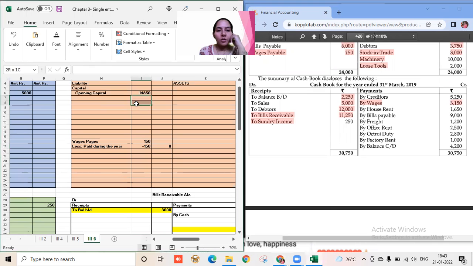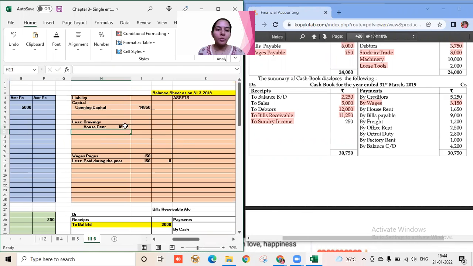So keep here 2 lines blank for net profit, etc. After that, less, put the drawings heading. Below that, write down house rent. First drawing we get to know is house rent. Put it to the inner column. Okay, so that is 1650. Even though I don't have any column, I will put it to the inner side. So that total of drawings, I can take it to the outer column. This is the second impact given of the drawings.